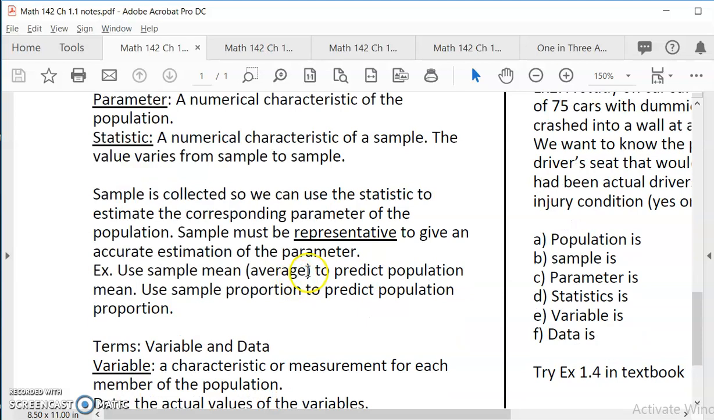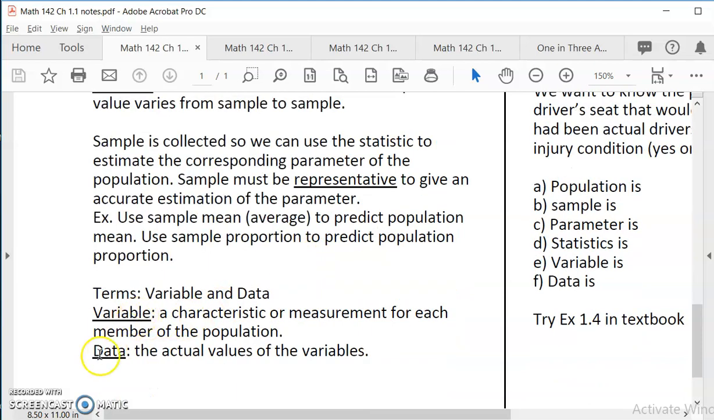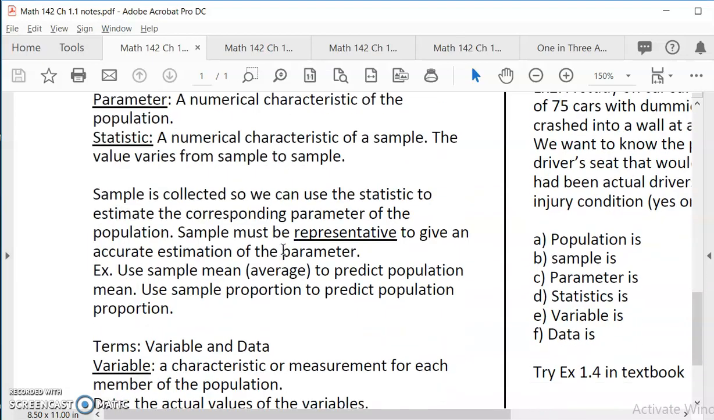Okay, and then the last two are variable versus data. A variable is the characteristic that you are collecting, or a description of the measurement that you're collecting from the population. Data is the actual data of the variable. So when we say data, we are talking about the actual data that you're collecting. A variable is the name. We will have more examples in the second video on these 6 terms.